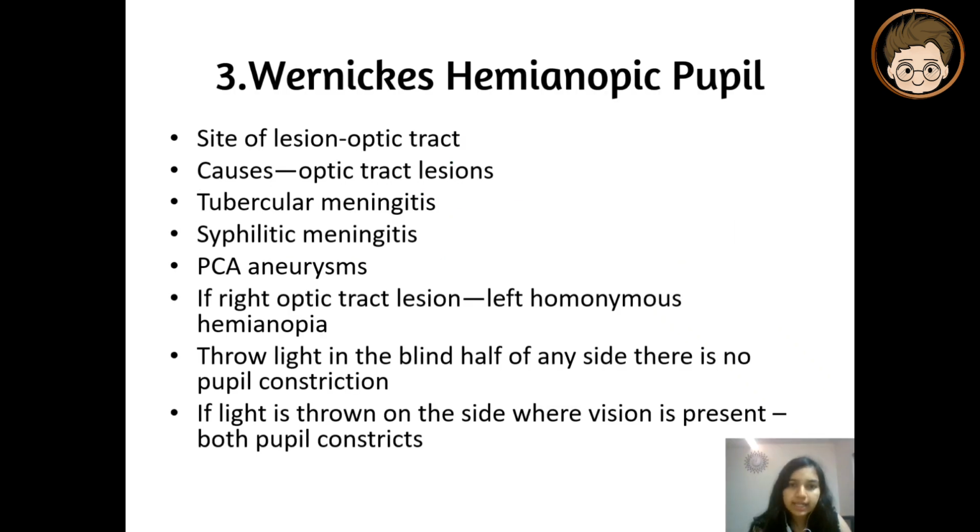Next, Wernicke's hemianopic pupil, resulting in left homonymous hemianopia due to a lesion in the optic tract, due to tubercular meningitis, syphilitic meningitis, as well as PCA aneurysms. When light is thrown onto the blind half of either side, there is no pupil constriction, and if light is thrown onto the side where vision is present, both pupils constrict.